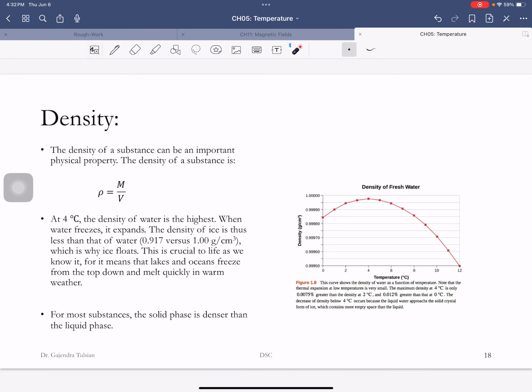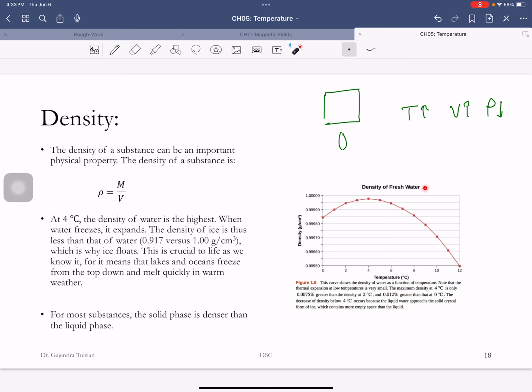Here's another important feature. The density, denoted by rho, is the mass per unit volume of a substance. If you take a substance and heat it, normally all materials, when you raise the temperature, the volume increases, they expand, and when the volume increases, the density will decrease. So for most substances, when you raise the temperature, the volume increases and the density decreases.